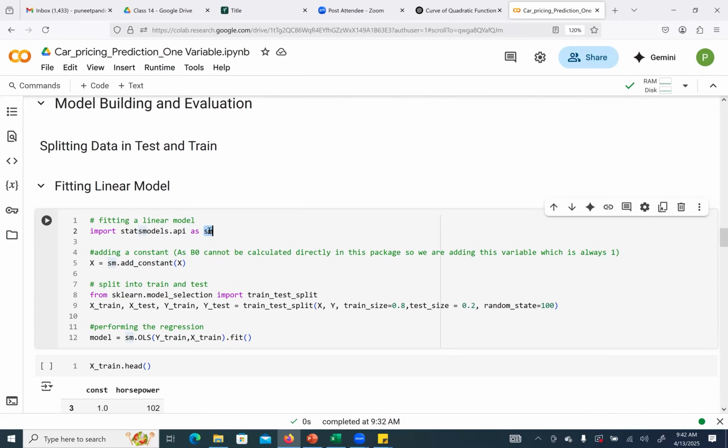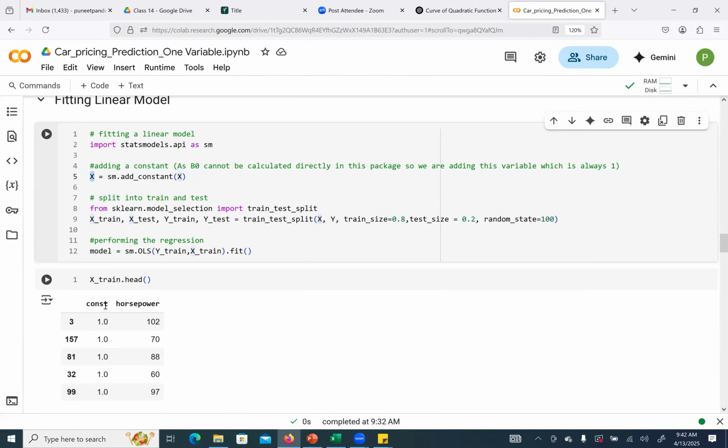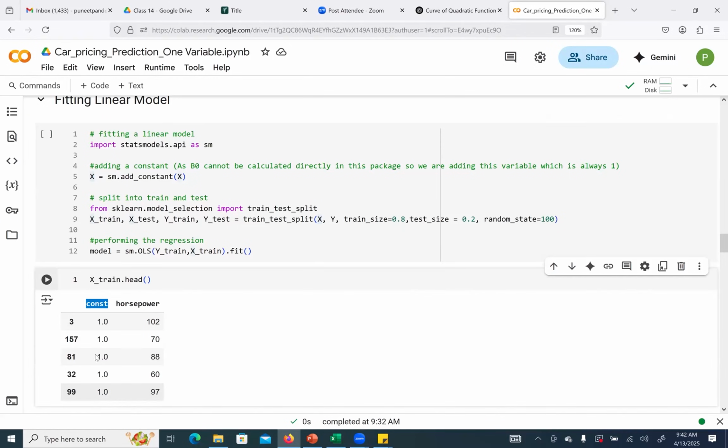Here, X has the value as horsepower, right? X is this one you're asking? Yeah. Right. So X is a data set in which we have the input variables. Earlier it had only one variable, horsepower. Now it has two variables. One is horsepower, other one is constant. So it will become horsepower plus one, like this? No, not plus one. Two separate columns. This is a constant column. This is a horsepower column.